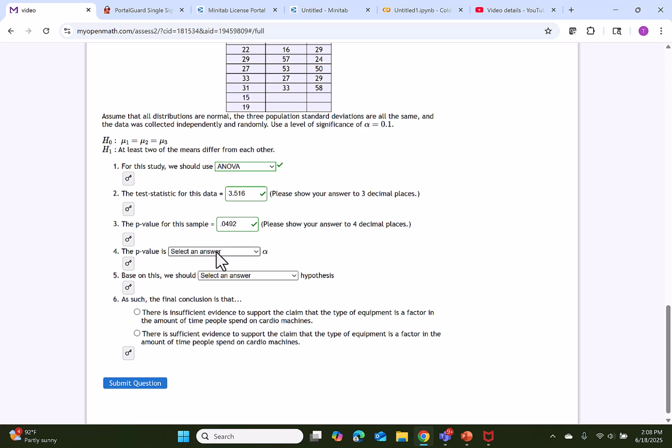Our p-value is 0.0492. Our alpha is 0.1. P is less than alpha. Based on this, we should reject the null hypothesis. Our conclusion is there is sufficient evidence to support the claim that the type of equipment is a factor in the amount of time people spend on cardio machines.